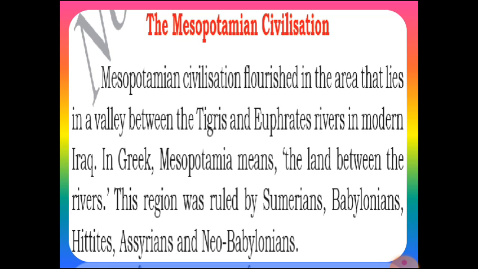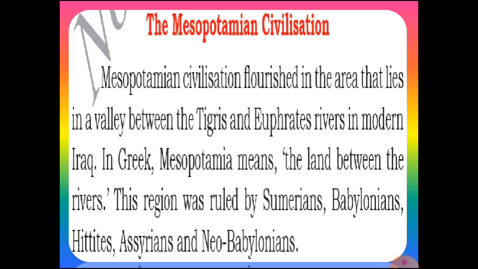There were many other rulers who conquered one by one, and they started ruling their own, and these were the Sumerians, Babylonians, Hittites, Assyrians, and Neo-Babylonians. It is the part of the Fertile Crescent area, also known as the cradle of civilization.